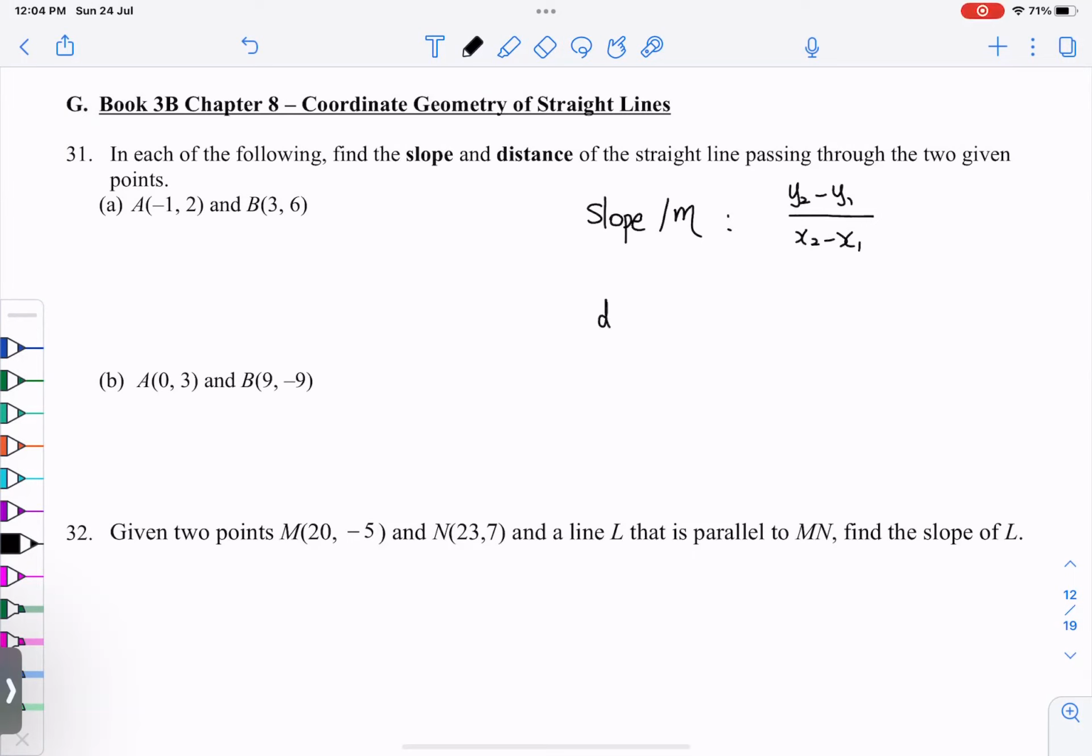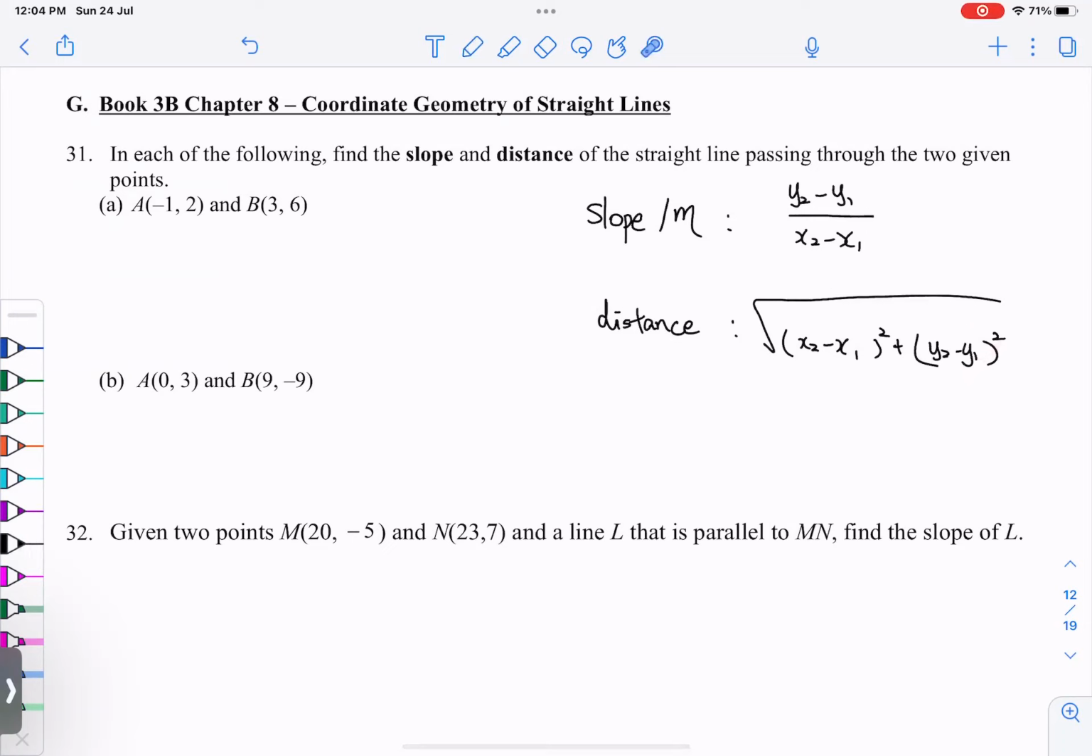How about distances? Similarly, it's a length. So we have a square root first of all, and then we have the difference of x squared plus the difference of y squared. Then you can find it.